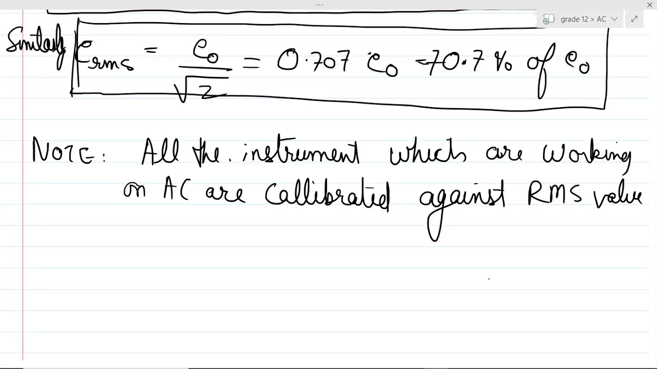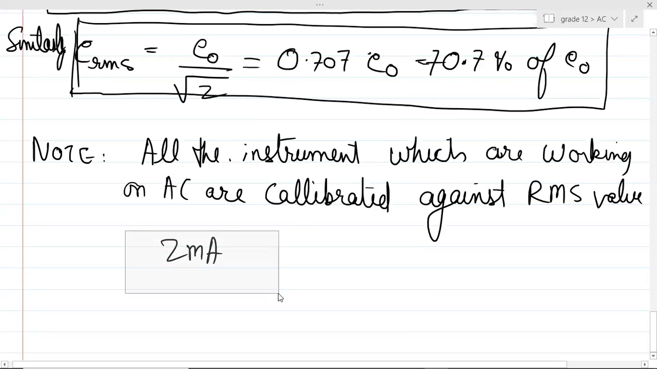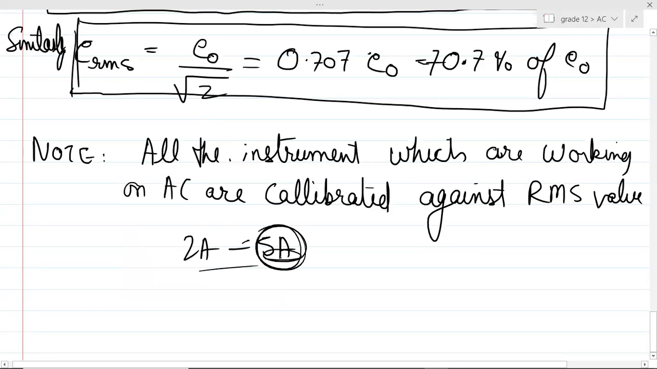Grade 12 chapter 2, current electricity. So power rating, sometimes they mention the current as well. So please remember, if those instruments are calibrated to work against alternating current, that current value which is given is in DC format. It's just written like 2 milliampere or 3 ampere, whatever it is, right? So this value which they mention in the power rating, if that is an AC instrument, please remember that value is basically the RMS value. Okay.